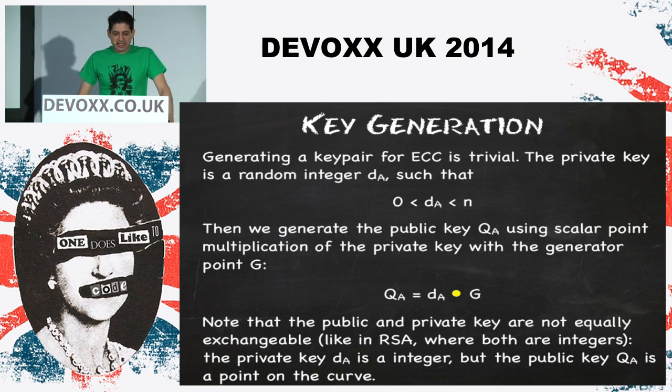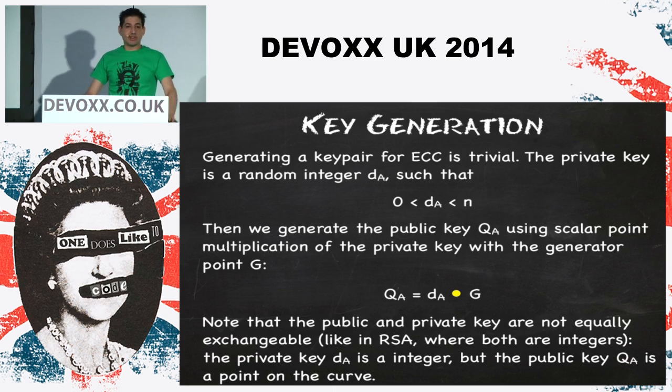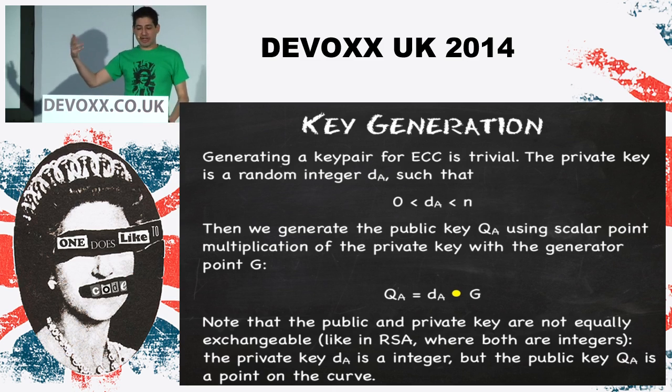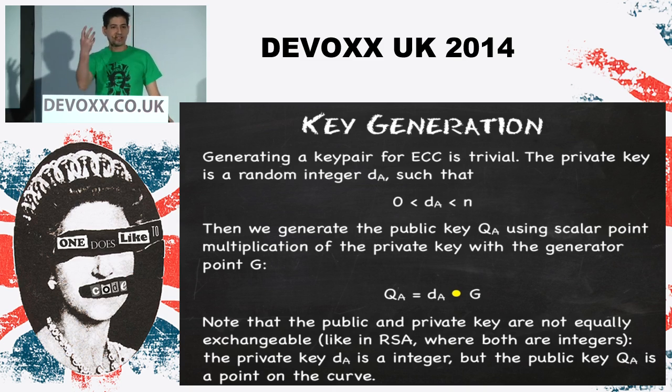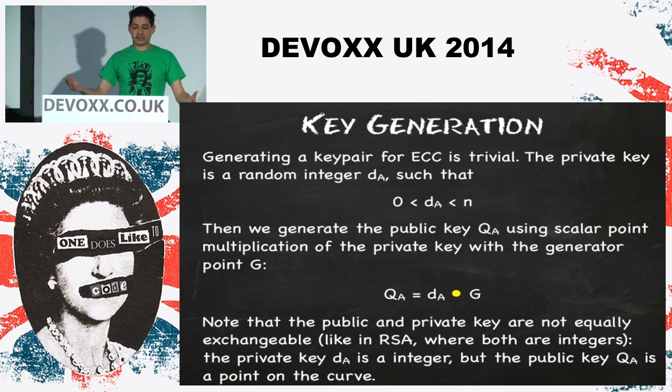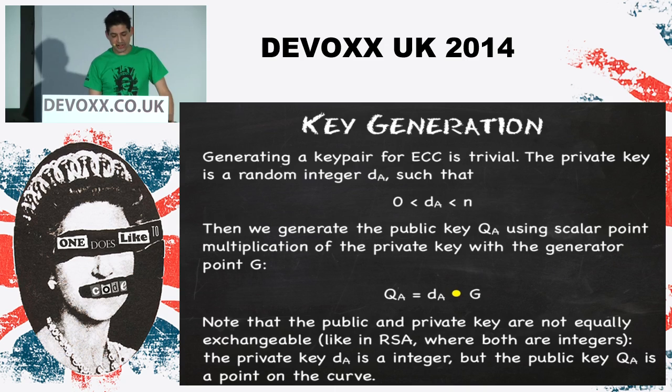So, generating keys, how do we do that? Pick a random number between 0 and the maximum size of our prime field, and generate a public key just by multiplying this number by the starting point of the curve, the G, the generator point. That's it. That's your public key generated.